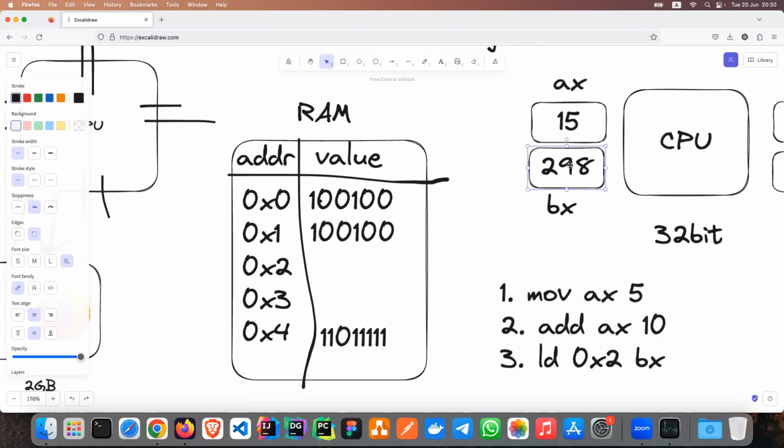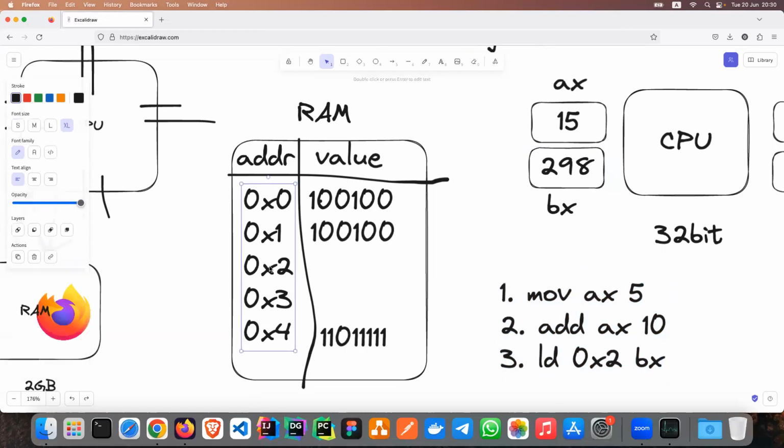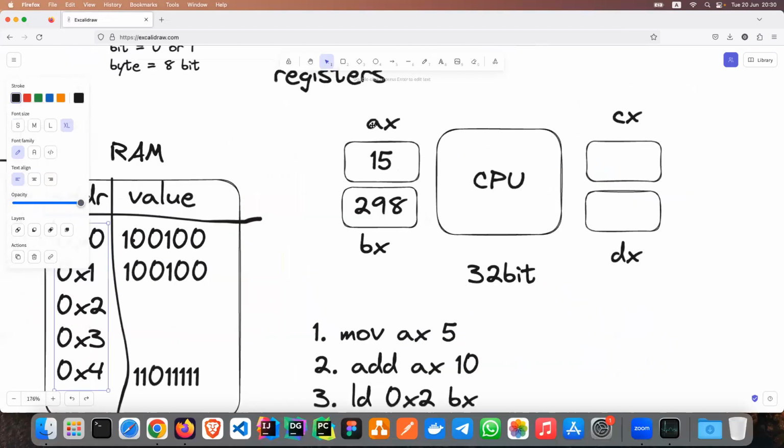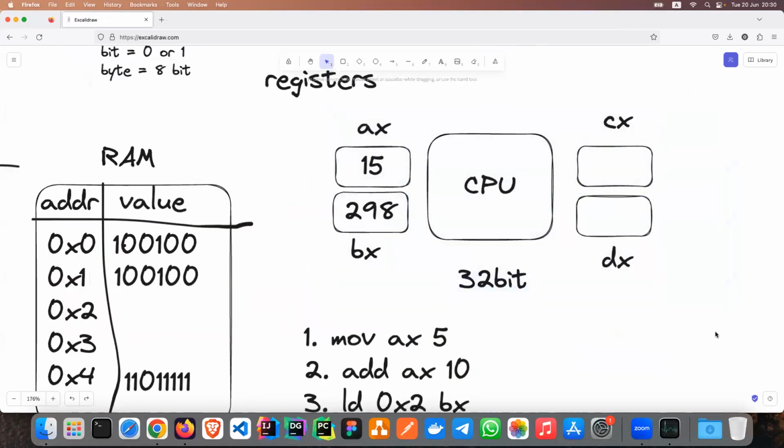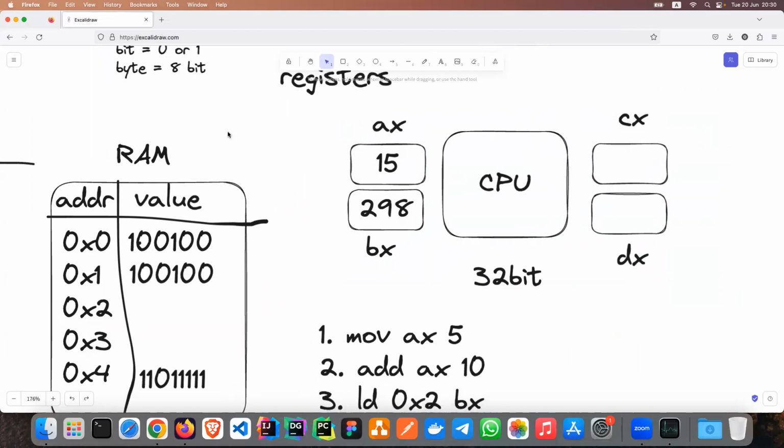Each of them has an address. When the CPU wants to fetch some data, it will refer to it by its address. And the reason why the CPU only works with its own registers is because it's easier for it to fetch some data and store some data there.